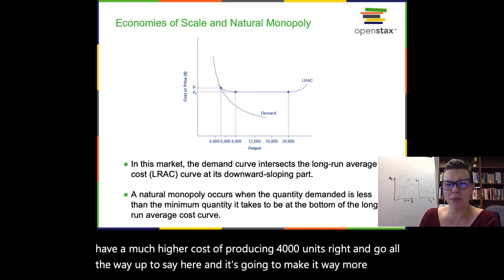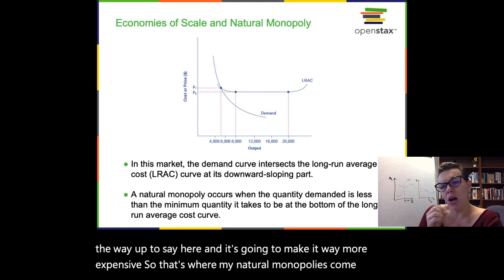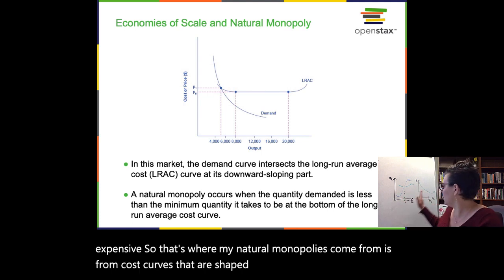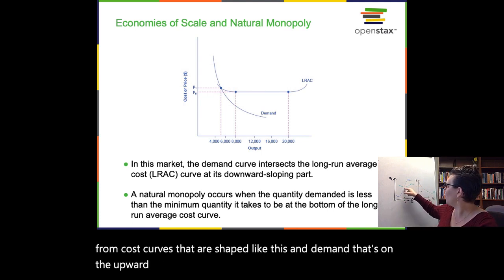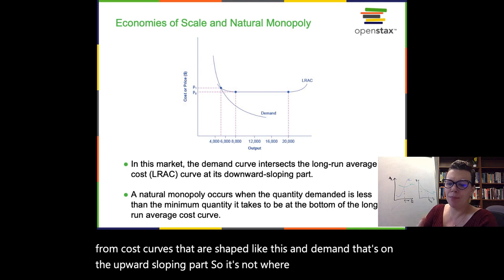It'd go all the way up to, say, here, and it's going to make it way more expensive. So that's where natural monopolies come from: cost curves that are shaped like this and demand that's on the downward sloping part, where getting to the point where costs rise is too large of a quantity to have multiple firms. Okay?